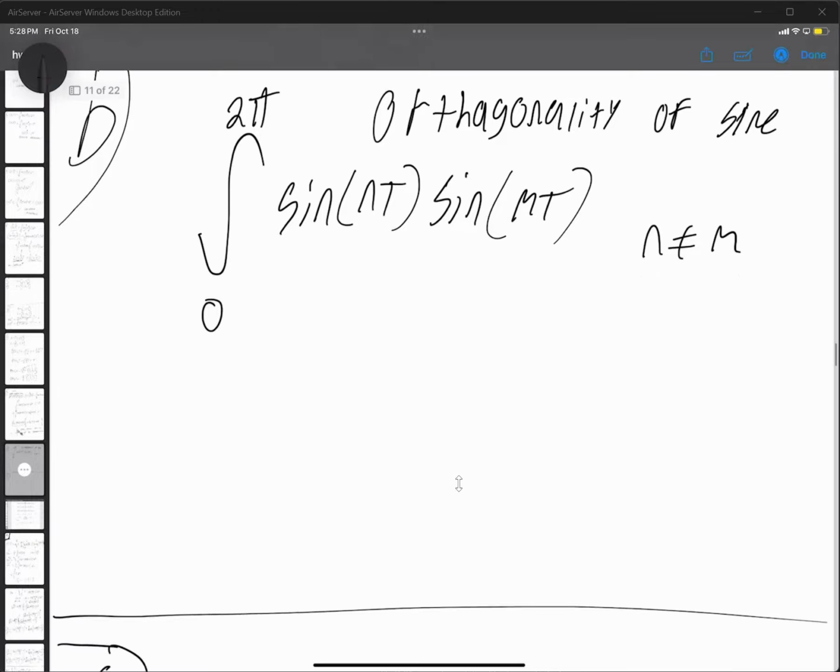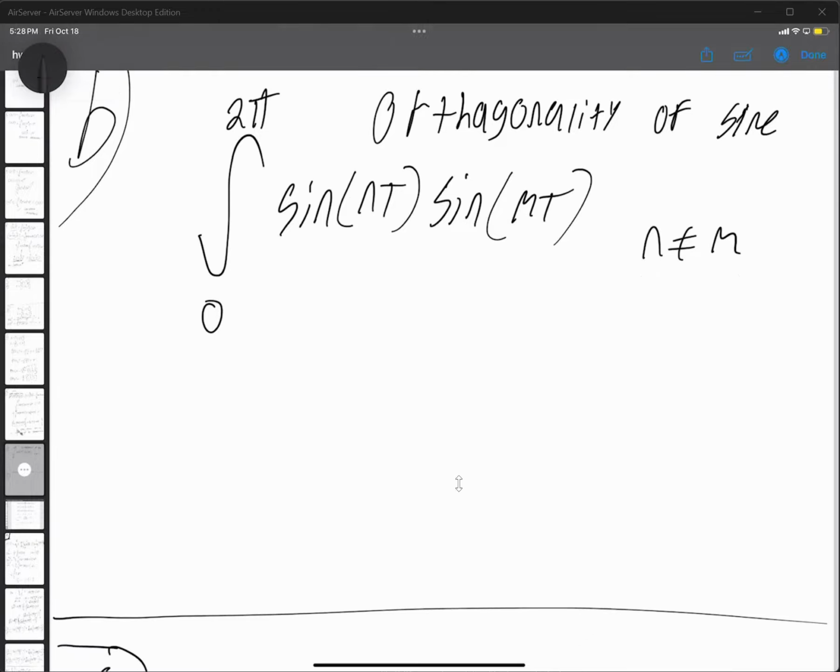And in that case, when they are not equal, they are separate. It's not a good way to explain it. When n is not equal to m, you cannot combine the two sine functions, right? So in that case, when you integrate these functions, the area will cancel out, and that will be equal to 0. But when you have them equal, sine of nt, you have a special case.